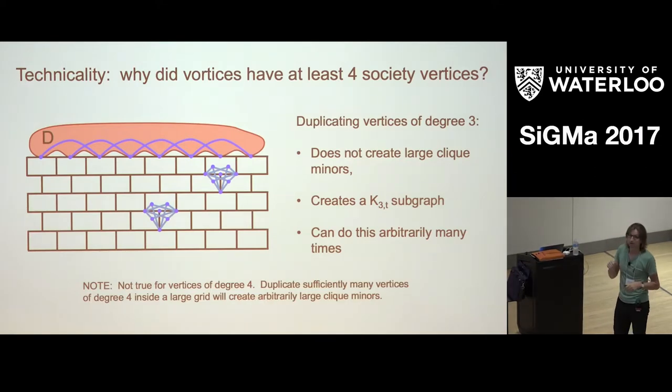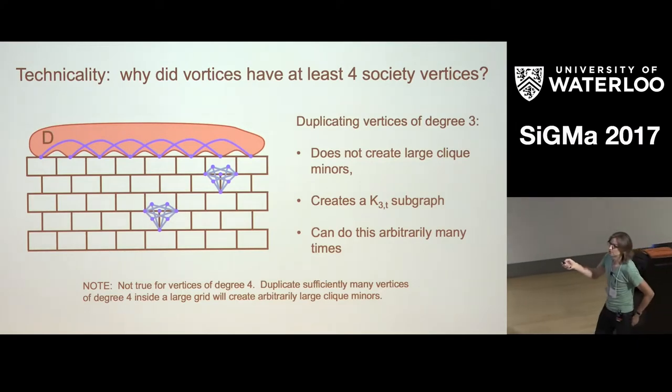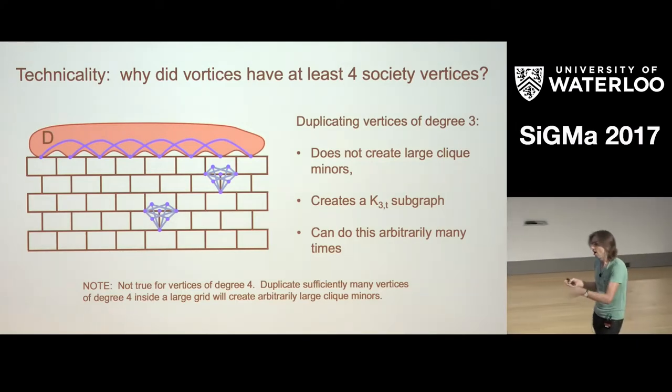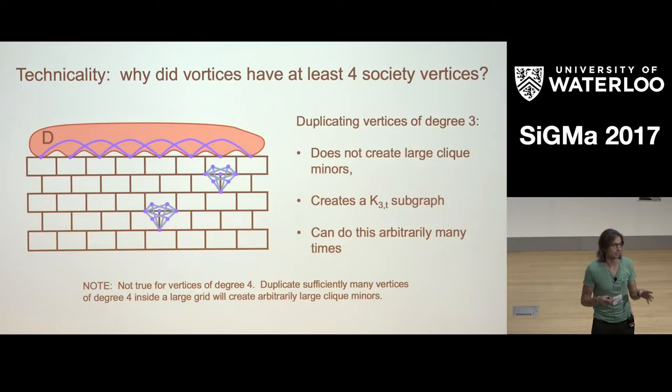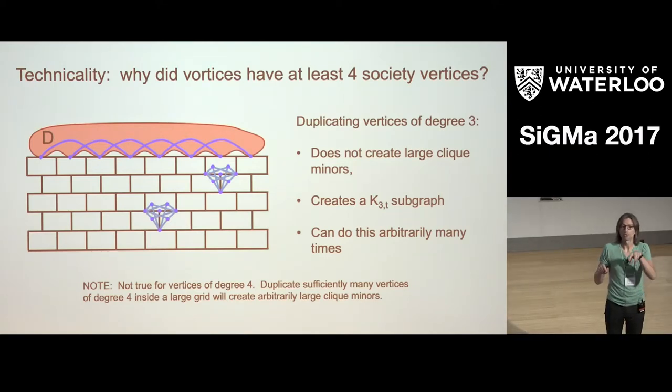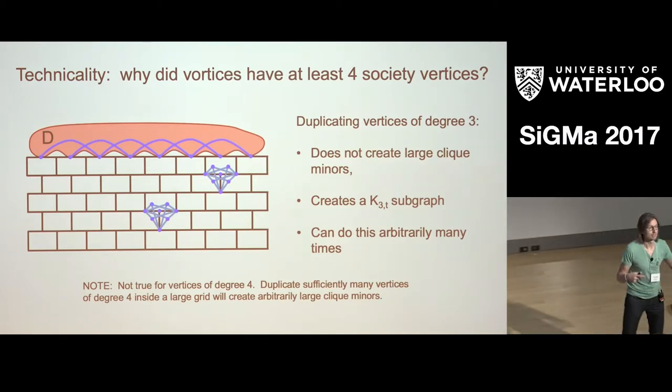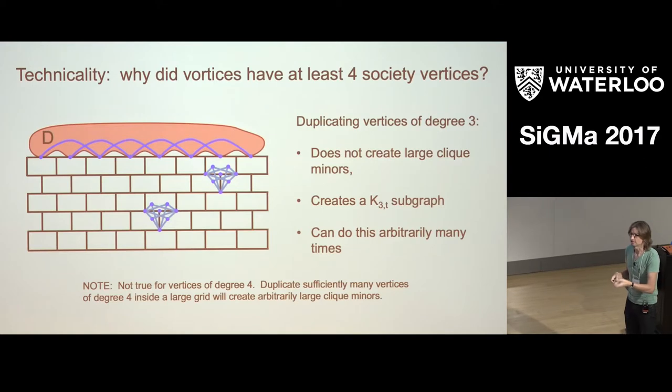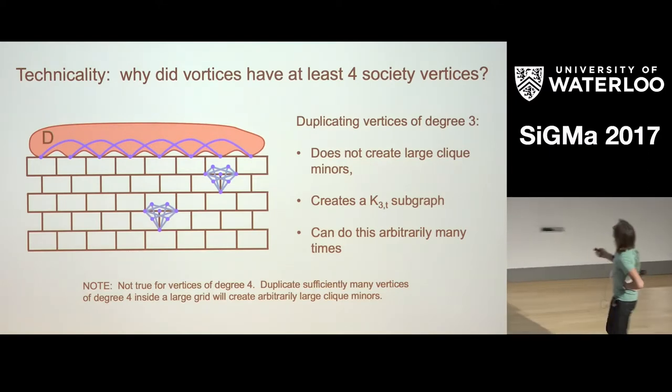So this is really just a function of vertices of degree at most 3. I mean, it's not true for vertices of degree 4. So this is the second off ramp if you just want to draw pictures for the rest of the talk. So look at the grid and start duplicating vertices of degree 4 in a grid. And you'll be able to make arbitrarily large clique minors after duplicating sufficiently many vertices of degree 4 in a grid.